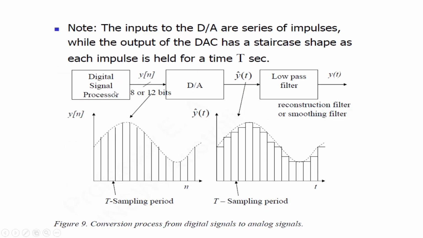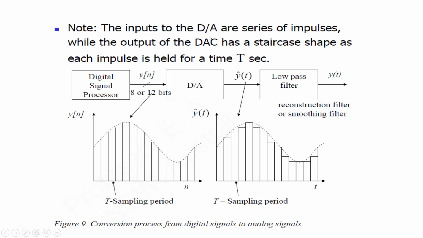So this is the digital signal processor. The output of the DSP chip will be y of n in digital form. It can be either 8 bits or 12 bits or 16 bits. This is the sampled version of the signal y(n), and capital T is the sampling period. Now this digital signal will be applied to a D2A converter.